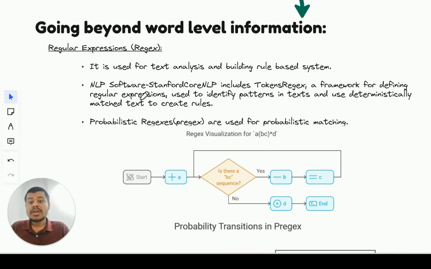It's interesting to know that this TokensRegex is actually a framework developed inside the Stanford CoreNLP library. You can use this TokensRegex framework, use regular expressions there, and then identify patterns in the text itself.